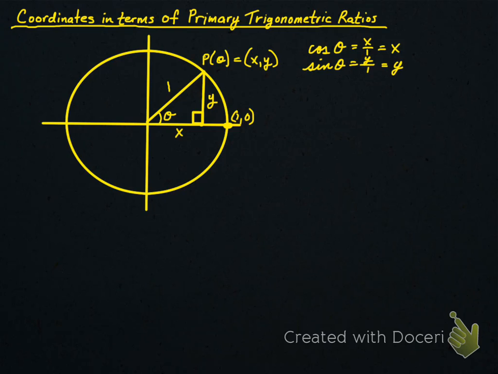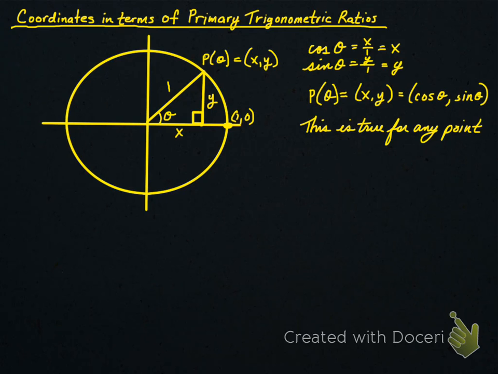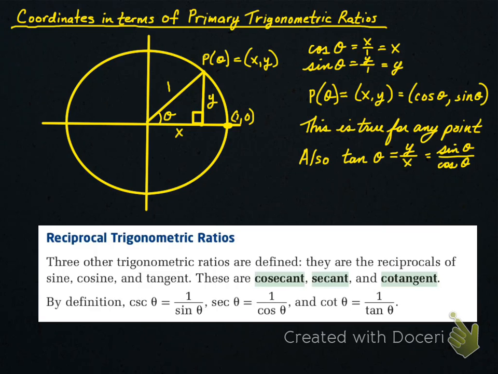And we're going to say the point (x, y) can be written as the cosine of our angle, which is going to be the adjacent over the hypotenuse, which is x over 1, or x. And the sine of our angle is going to be y over 1, which is y, the opposite over hypotenuse. Also, we're going to say that the tangent is going to be y over x, which is sine over cosine, or opposite over adjacent.